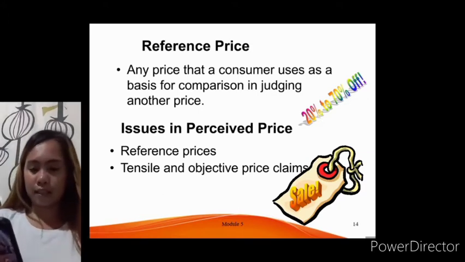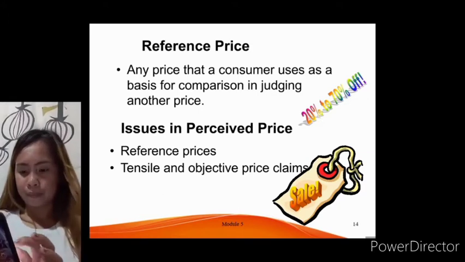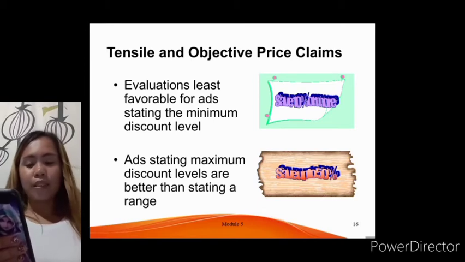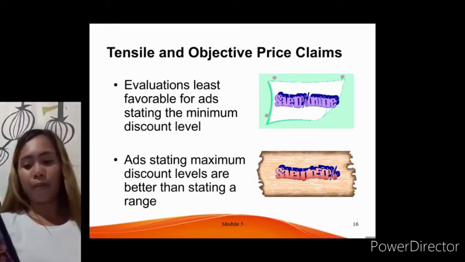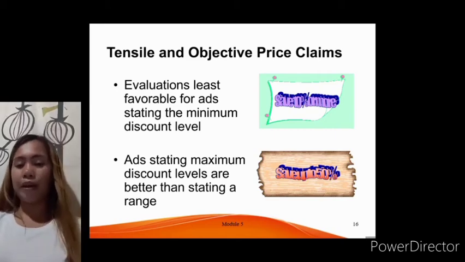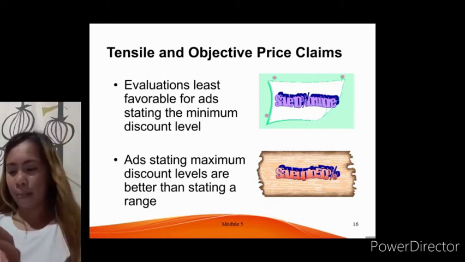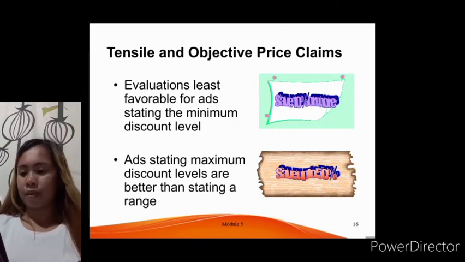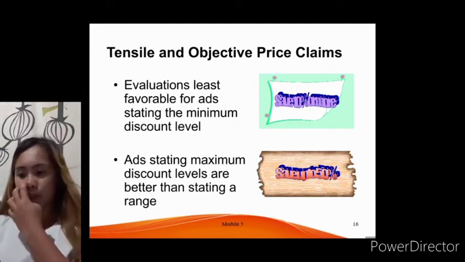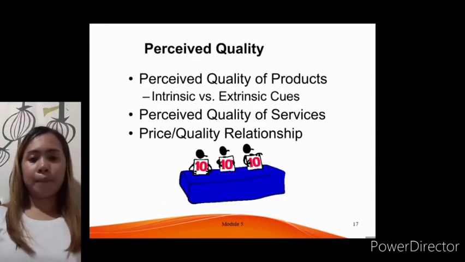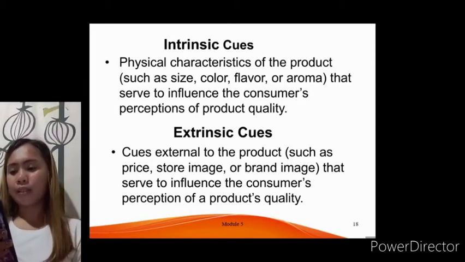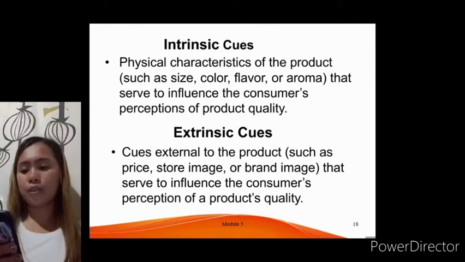The next is tensile. An objective price claim is about stating the minimum and maximum discount level of the price of the product. Intrinsic cues. Physical characteristics of the product such as size, color, flavor, or aroma that serve to influence the consumer's perception of product quality.